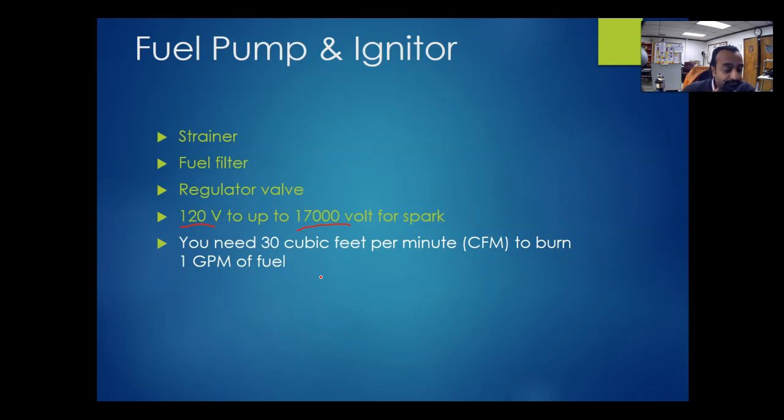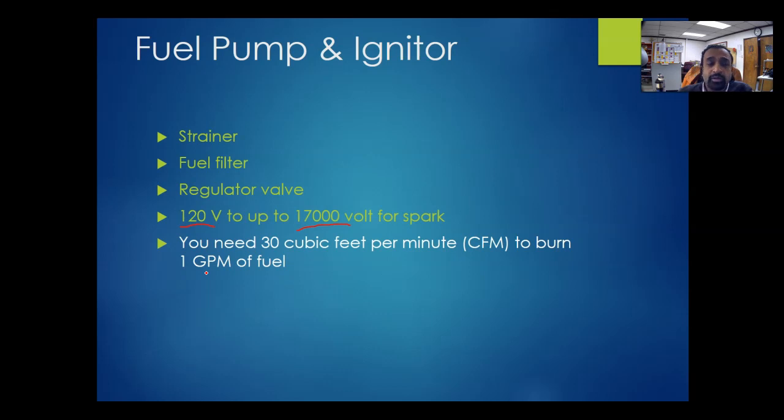of fuel. Let's pause a second here. For 1 gallon per hour of fuel, you need 30 cubic feet per minute. So again, you see the ratio is 30 to 1. You're not going to burn 1 gallon per hour of fuel. Usually you'll have maybe 0.5 gallon per hour. So for 0.5 gallon you will need 15 cubic feet equivalent amount of air.